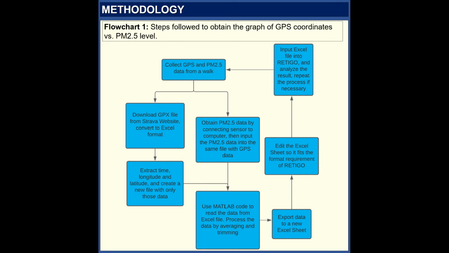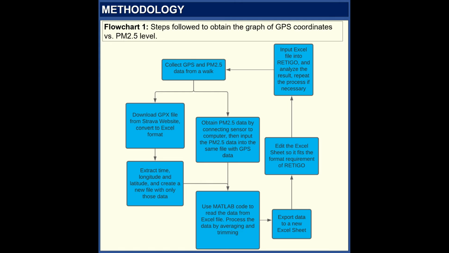Methodology. In this flowchart, I showed the steps I follow to obtain the final graph of PM2.5 versus GPS coordinates. First, I connect my sensor to the power bank, get the Strava app ready on my phone, and go on a walk to collect some data. Then, to obtain the GPS data, I download the GPX file from Strava's website, convert it to Excel readable format, and then extract the longitude and latitude from it.